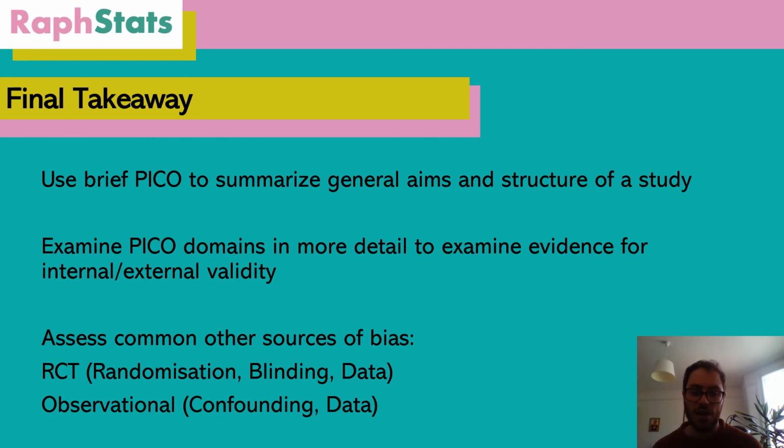We can then address, once we've gone through PICO thoroughly, some common other sources of bias. So looking at, in an RCT, randomization, blinding, have they collected their data properly? And in the observational study, again, thinking about confounding as the really important thing to address, and then also thinking about our data and have they collected that properly.